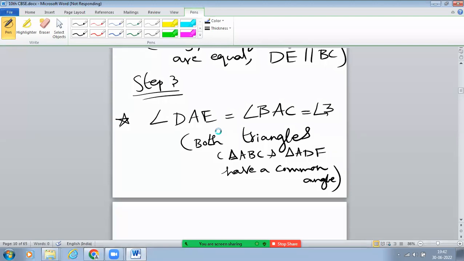Completed, Amma? Yes, sir. Okay. Now see, sir, here. So this single triangle. One minute, it's loading. Wait a minute.